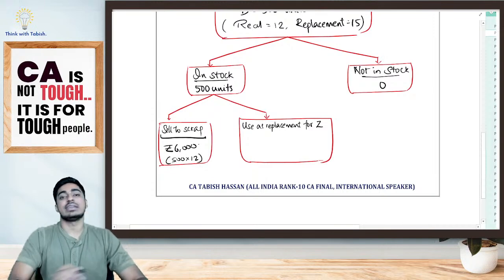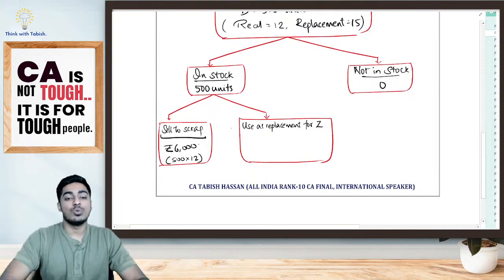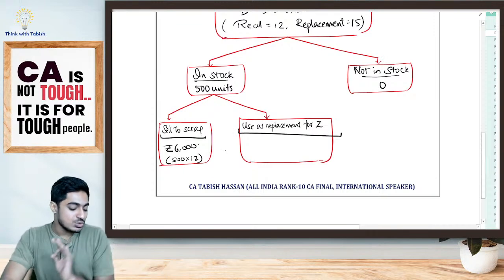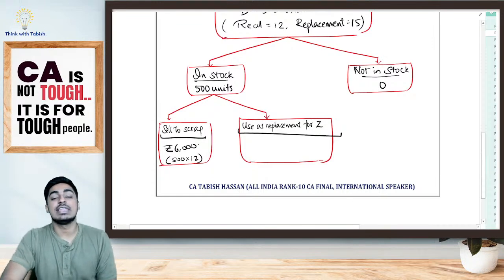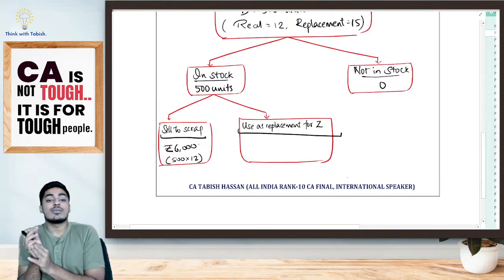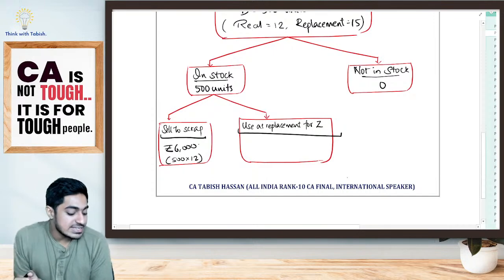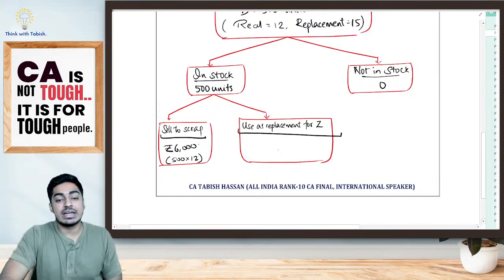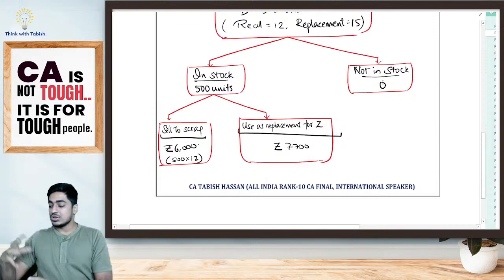Or alternatively, what I can do? Yes, these 500 units could be used as a replacement to 700 units of material Z, which is currently costing 11 rupees per unit. Yes, I have some other material Z required. How many units of material Z were required? 700 units at the rate of 11, that is 7,700 rupees.